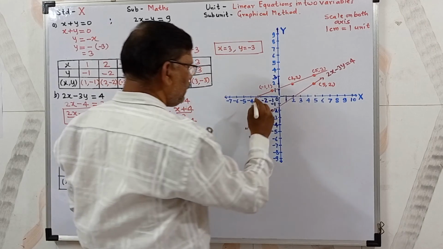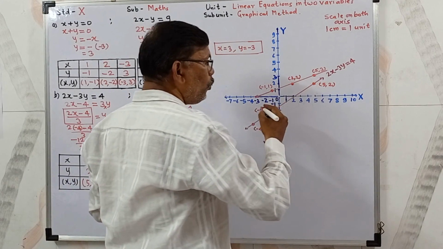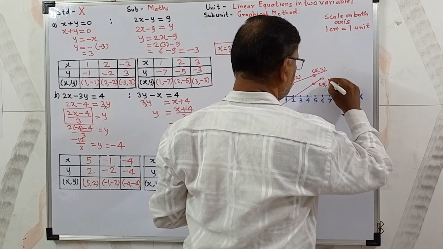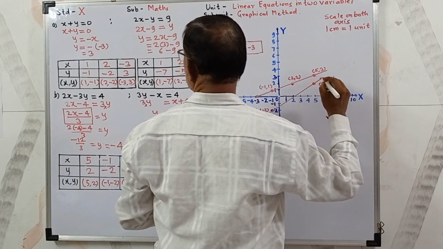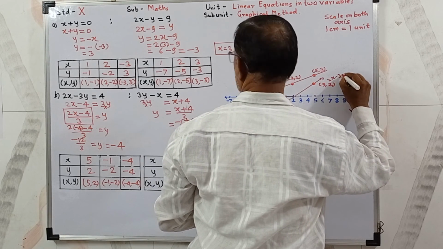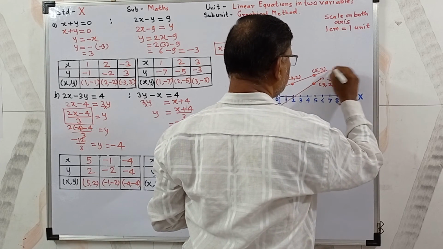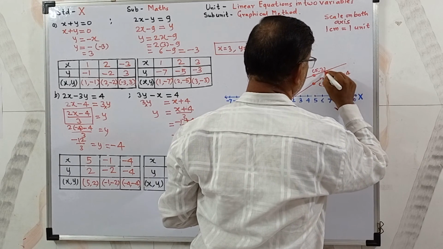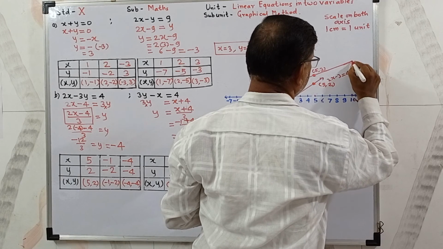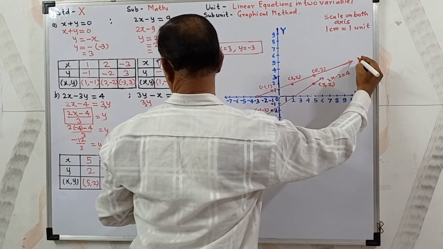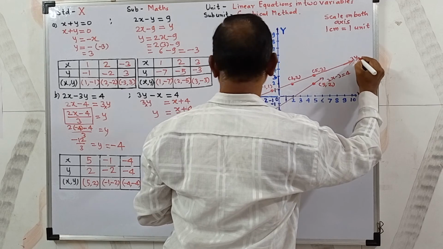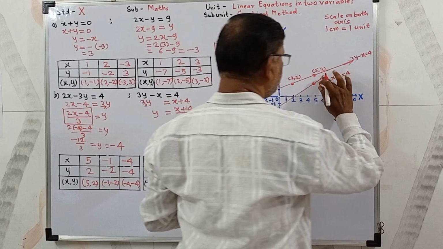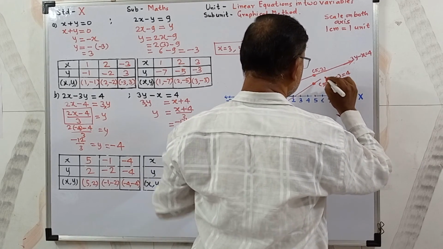This is the line. Where both lines intersect: the line 2x minus 3y is equal to 4, and this line is 3y minus x is equal to 4.